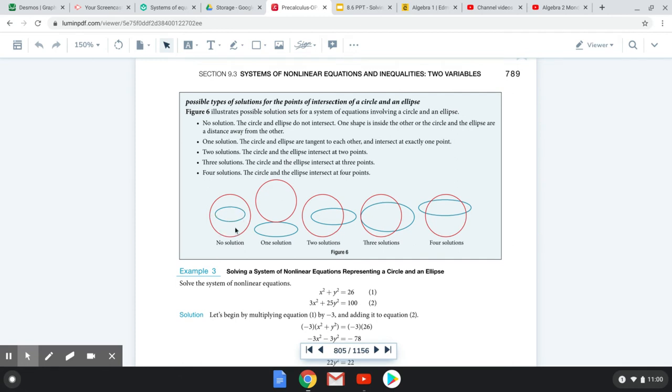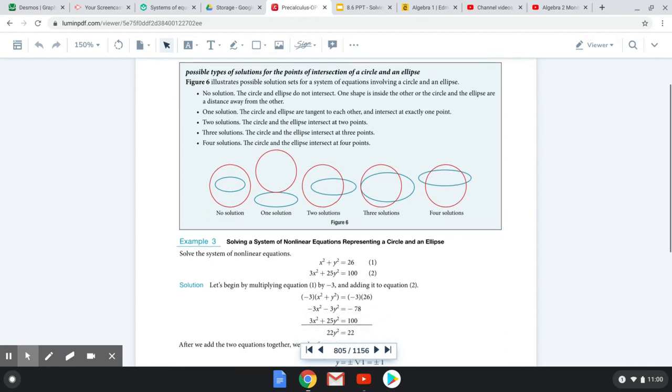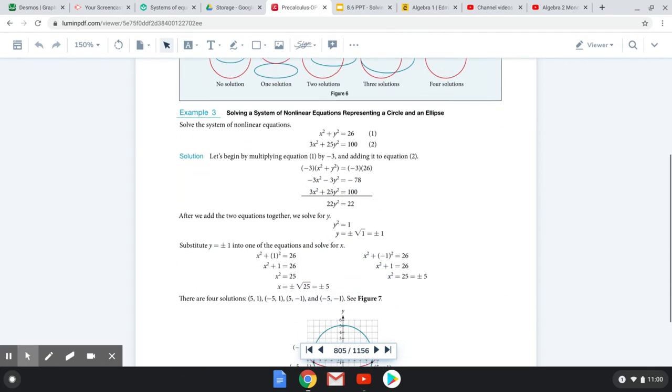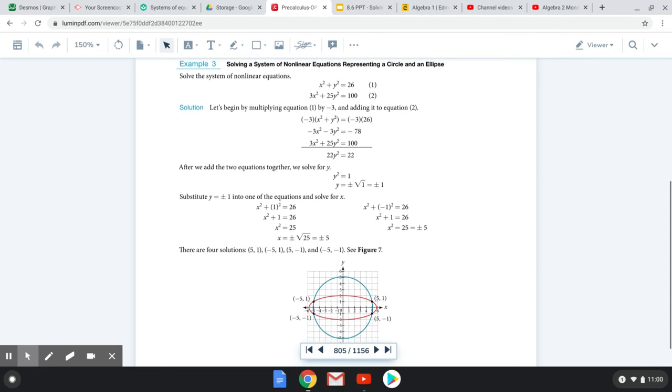So you've got obviously not touching, no solution, barely touching, one solution, going through in two places, crossing in two places, and then barely touching in one. So we've got three solutions and then four solutions. So we can get anything between 0 and 4 solutions on these types. So without further ado, let's get on with that.